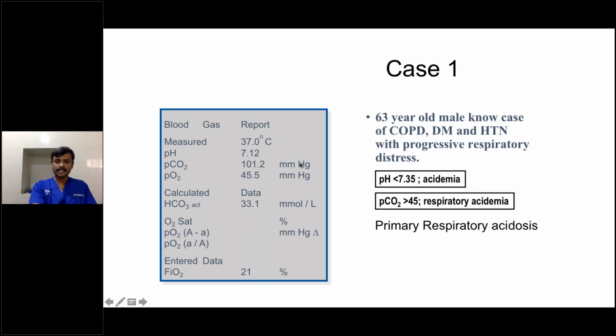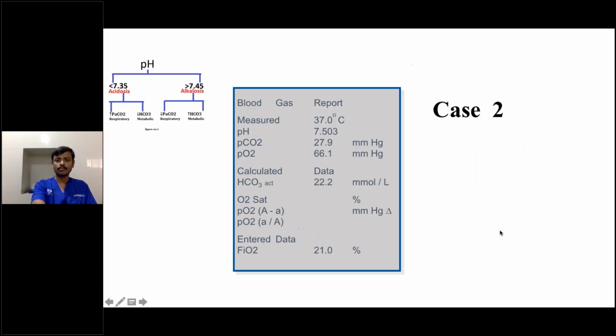If carbon dioxide is high, which correlates with the low pH, then it's called respiratory acidemia. So PCO2 is more than 40, like 101, very high. It is called respiratory acidemia. The disorder is called primary respiratory acidosis. I think it's very clear now.